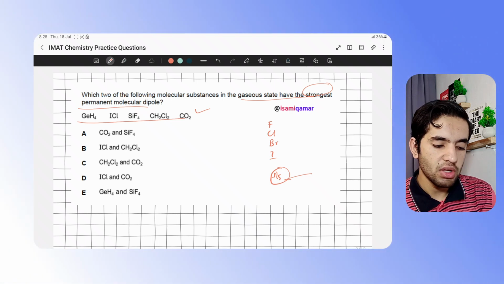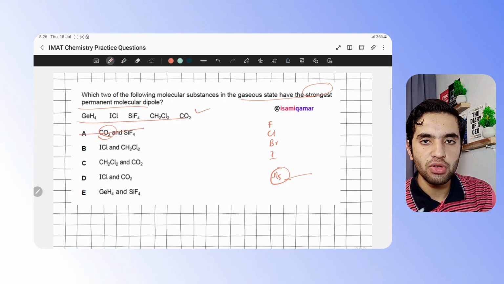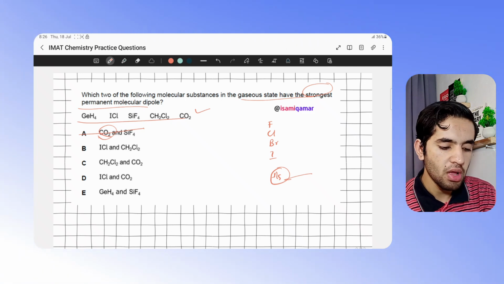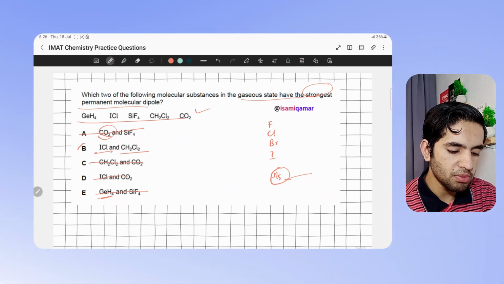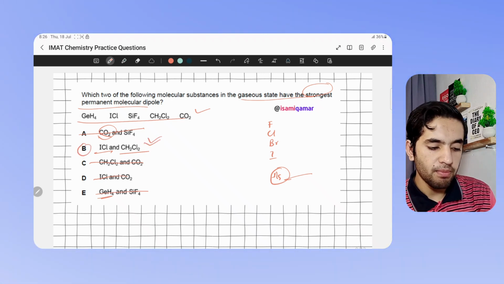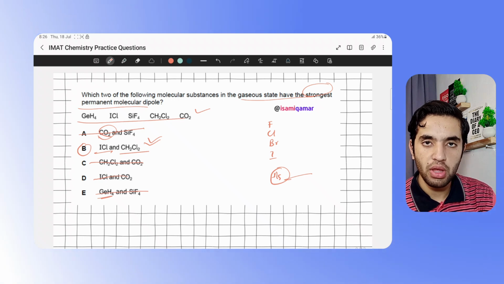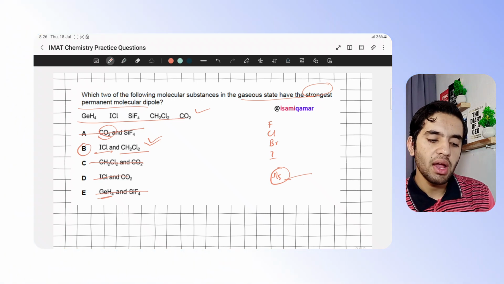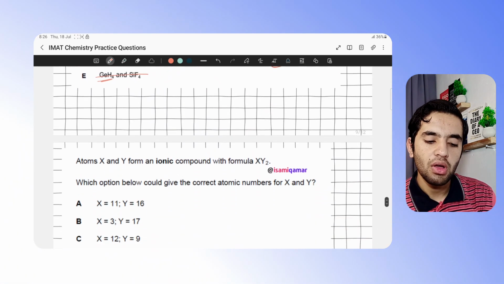First of all, CO2 is not a halogen, so it will not be an option, because the halogen family has the strongest permanent molecular dipole. So ICl and CH2Cl2, yes, that could be right. CO2 is not right, and Ge, germanium, is not included, so just remove it, and we are left with only option B. So option B, ICl and CH2Cl2, will have the strongest permanent molecular dipole. Remember this. I have tried to make this a technique and it is easier to do, but if you don't know concepts like this in IMAT, then you are not going to get it right.